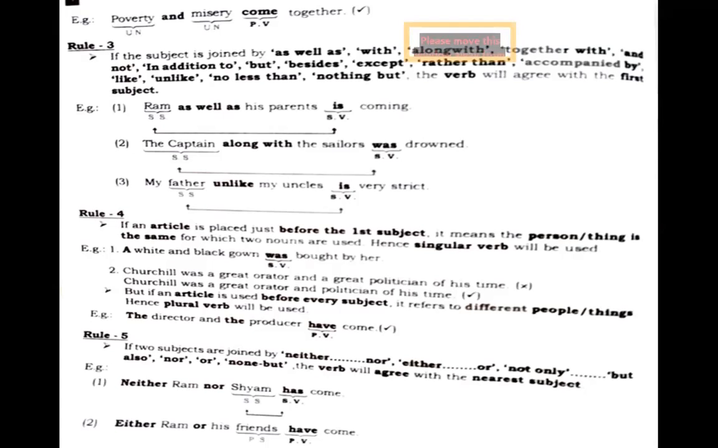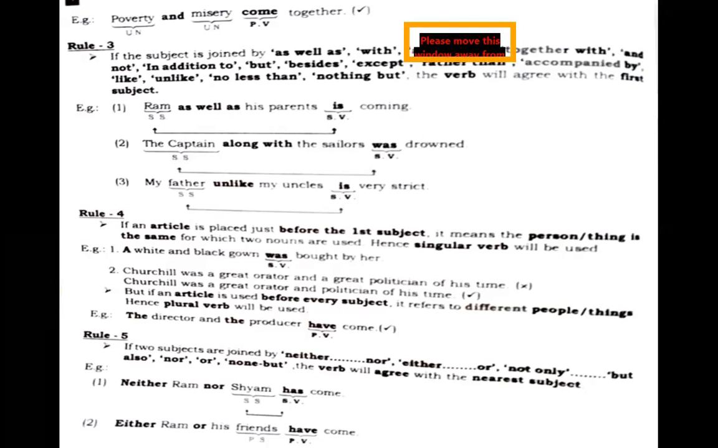Let's go to the next rule. If an article is placed before the first subject, it means the person or thing is the same for which two nouns are used. Hence, a singular verb will be used. When you are talking about two nouns or adjectives, and you write a single article with the first one, that means they are talking about only one thing or person.